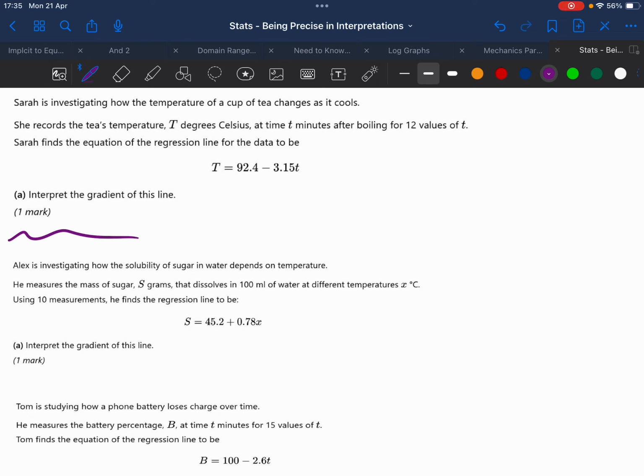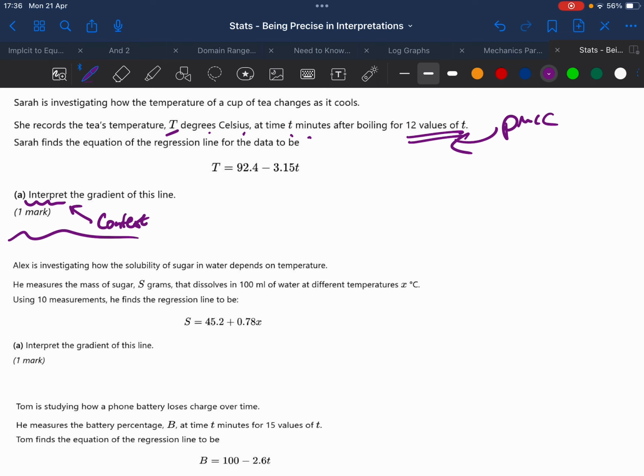Sarah's investigating how the temperature of a cup of tea changes as it cools. She records the tea's temperature, capital T, degrees Celsius, at t minutes after boiling for 12 values. 12 values, maybe that's for later in the question, some sort of PMCC hypothesis test or something. Sarah finds the equation of regression to be as follows. So interpret the gradient of the line. So interpret, we really actually have to put this in context.